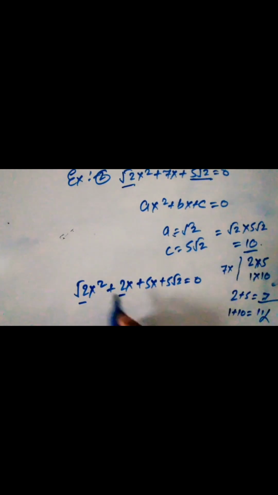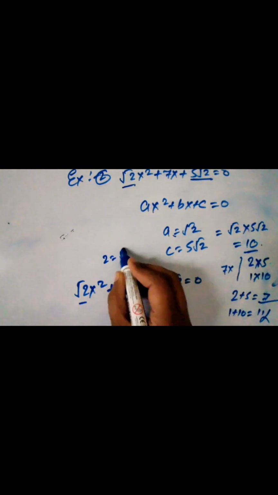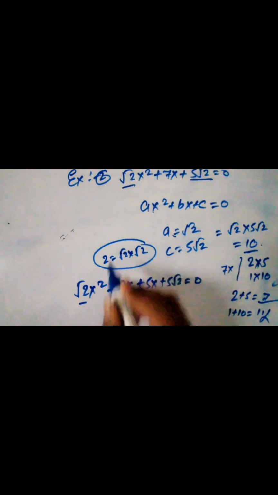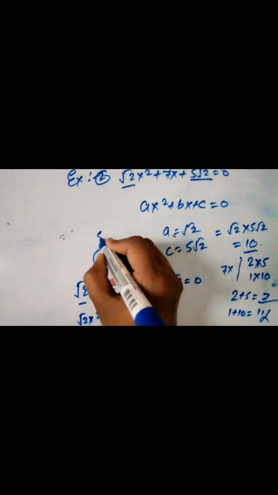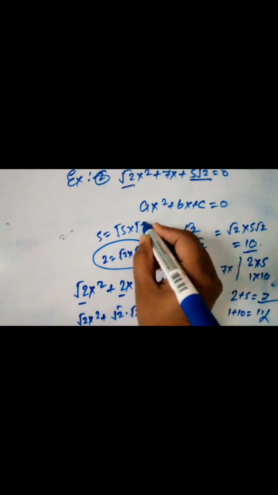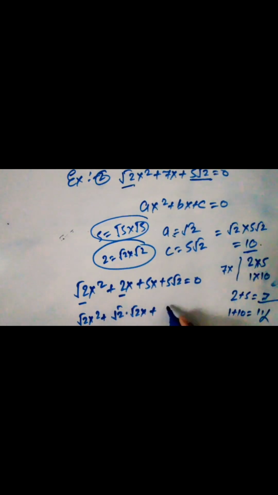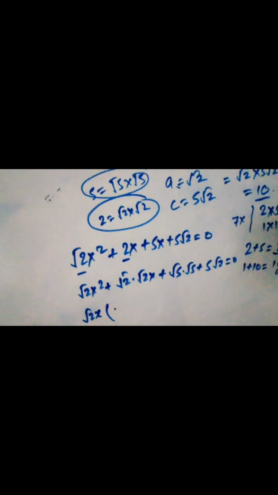Here you write 2 as root 2 into root 2. Then write root 2 x square plus root 2 into root 2 x plus 5, and likewise you write 5 as root 5 into root 5. Then 5x plus 5 root 2 equals 0. Here put root 2x common. Then x plus root 2.